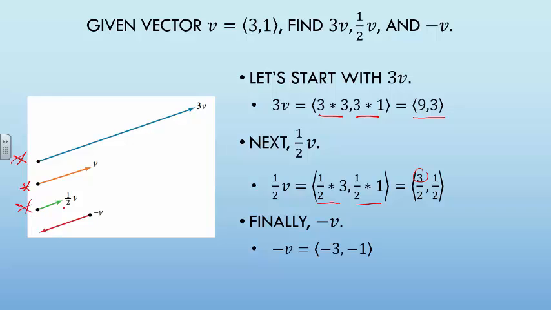Finally, we find the opposite of v, multiplying by a negative 1. We just change those signs. v was 3, 1. The opposite of v is negative 3, negative 1. Looking at the picture, we see that our v is moving upwards to the right and our opposite v is moving downwards to the left.